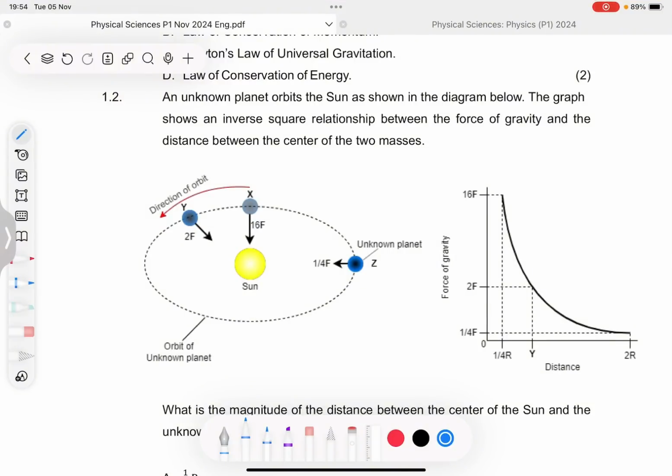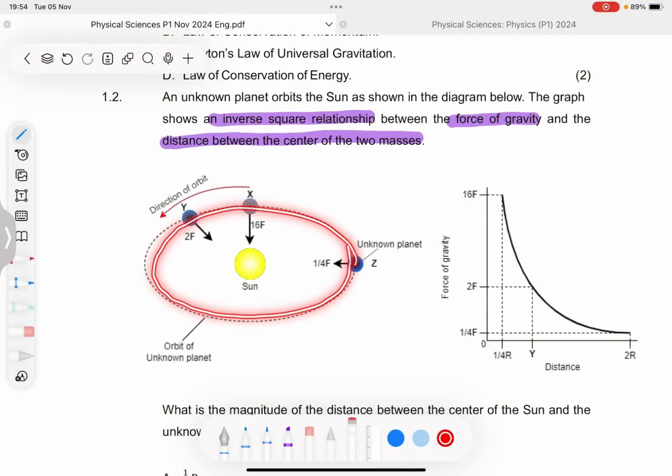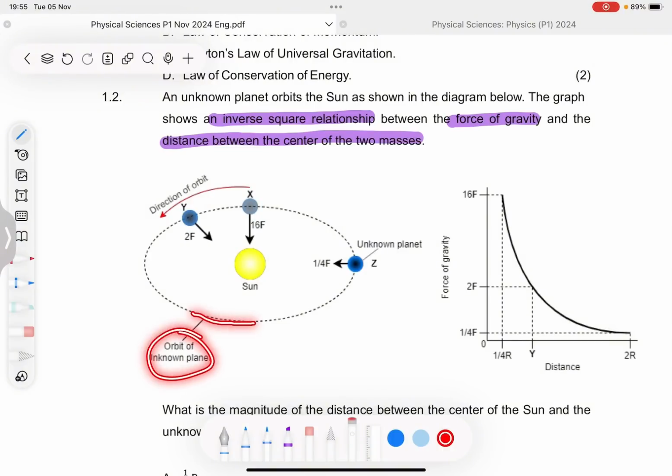An unknown planet orbits the sun as shown in the diagram below. The graph shows an inverse relationship between the force of gravity and the distance between the centers of the two masses. So on this diagram here, we have the planet orbiting the sun. You can see the direction of orbit, it moves like that, and comes there and orbits like that. So this is the orbit of the unknown planet, the path that the unknown planet actually follows when it orbits the sun.